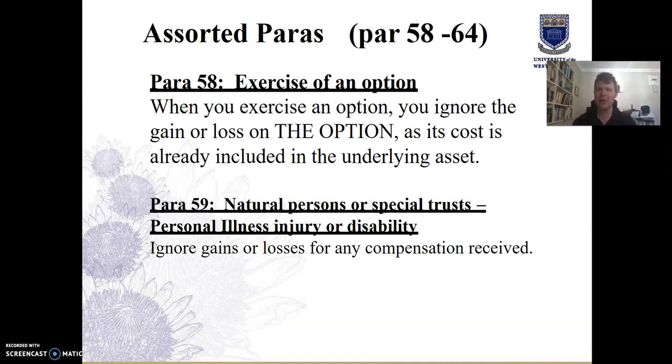Some other random paragraphs. Para 58 speaks about exercising of an option. We spoke about this before. When dealing with options, you ignore the gain or loss on the option. You just look at the underlying asset.